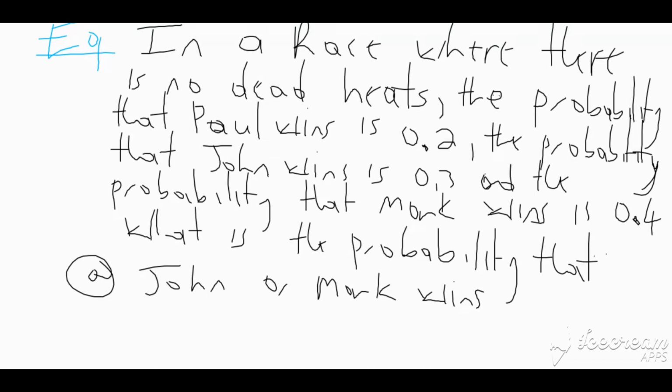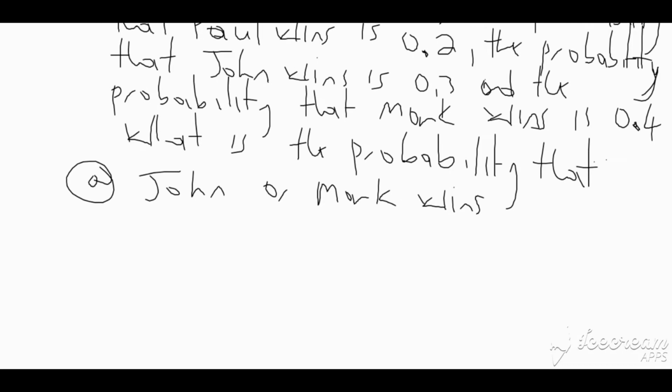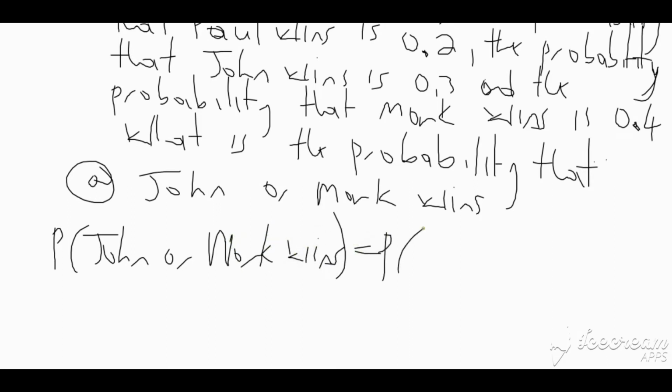So right away, I know that these are mutually exclusive events. And how do I know that? Because the question tells me that there's no dead heat. No two people can come first in this particular race. So I want to know the probability that John or Mark wins. Since both of them can't win, as there is no dead heat, the probability that John or Mark wins would simply be equal to the probability that John wins plus the probability that Mark wins.